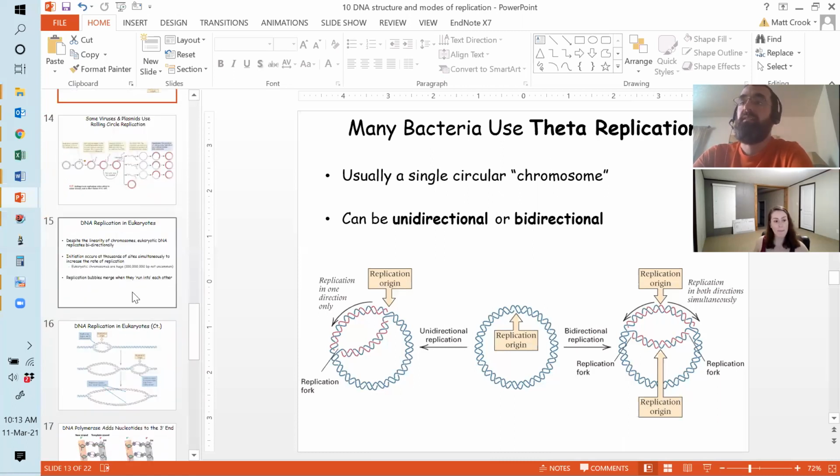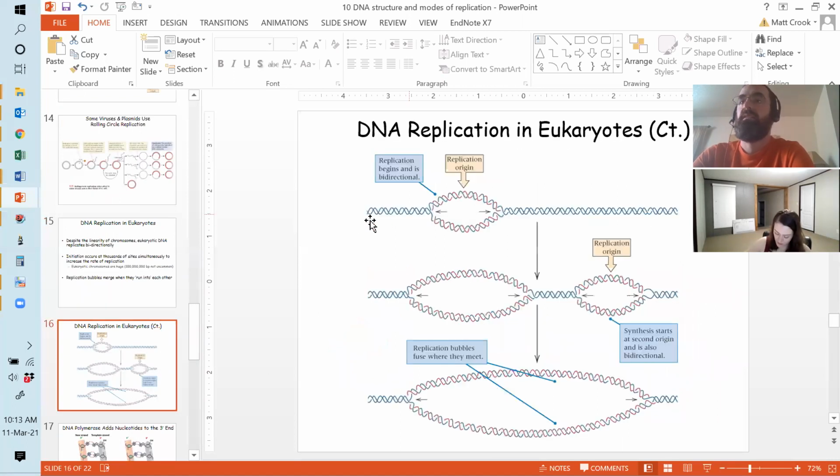So in eukaryotes, DNA replication is very different. And the reason is eukaryotic chromosomes are, one, linear. So they're not circular. They're just one long piece of DNA. That actually causes other issues, obviously, later on. But also they're huge. We're talking in the millions of base pairs each chromosome. Our whole genome, our haploid genome as a human, is about 3 billion base pairs split between 23 chromosomes.